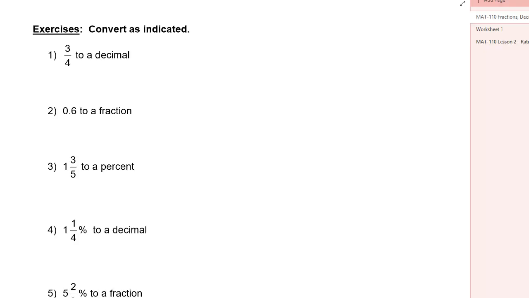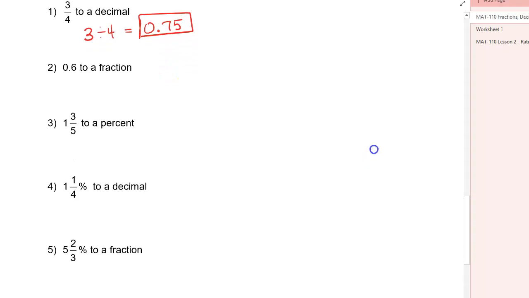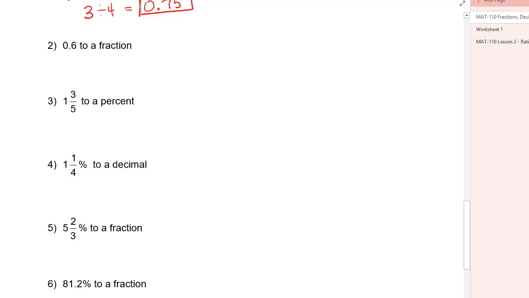Remember from class today, to do that, we're going to divide the top by the bottom. So 3 divided by 4. If you enter that in your calculator, it will give you 0.75. And this is a common fraction decimal that students sometimes know by heart. So 3/4 is 0.75.